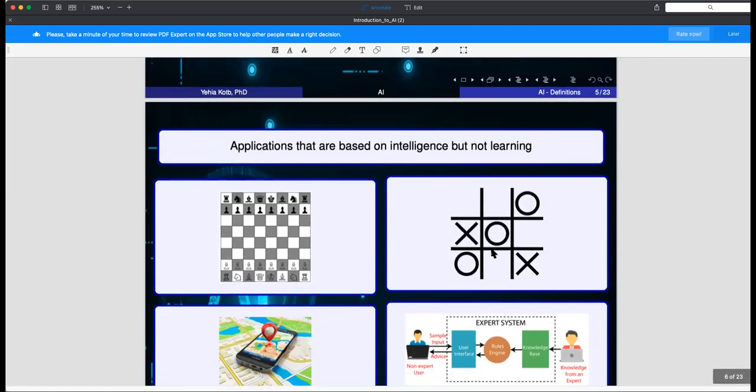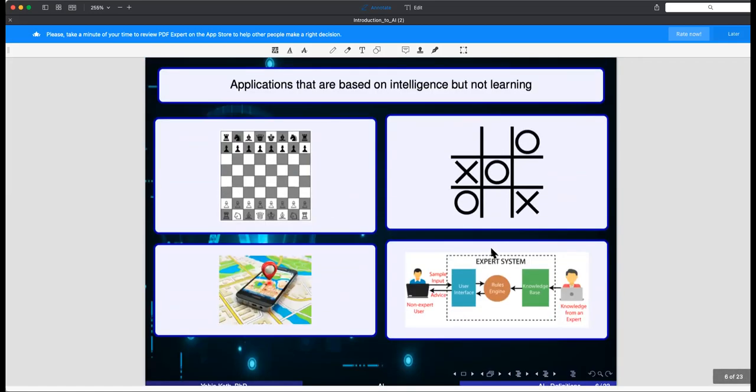Here are applications that are based on intelligence, but not learning. Like what? Chess playing. How do we do it? Depth first, breadth first, best first, and A star. What are those? Those are algorithms that we use to search a problem.